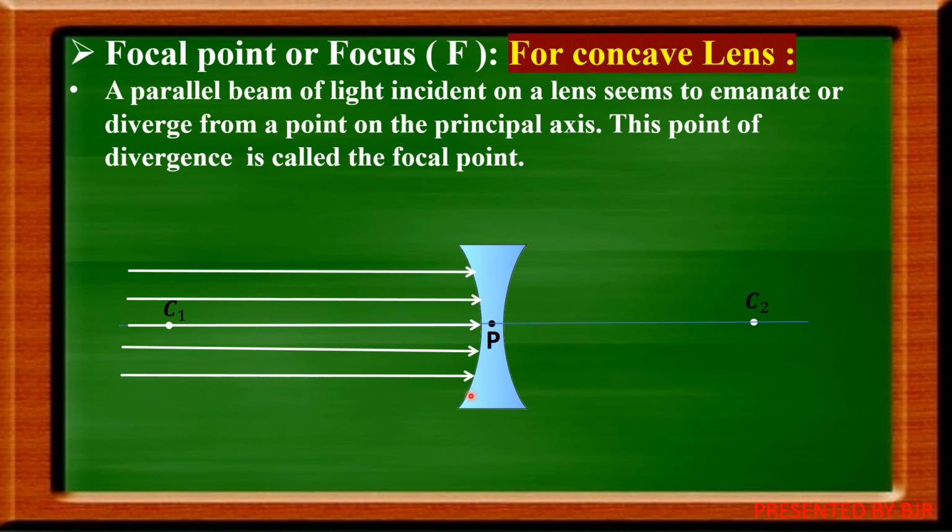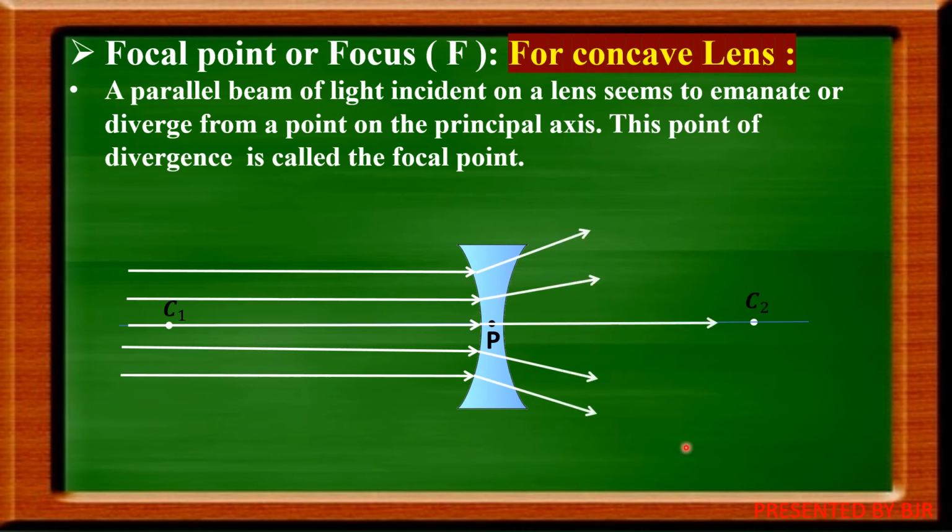Now we have to draw the normals. For example, if you take this first ray, it is incident here. That means you have to draw the normal. Normal means if you join the center of curvature and the point of incidence, if you draw a line like this, it is called the normal. And when a ray of light travels from a rarer medium into a denser medium, it will bend towards the normal. That means these rays will get refracted in this way. These are the refracted rays.